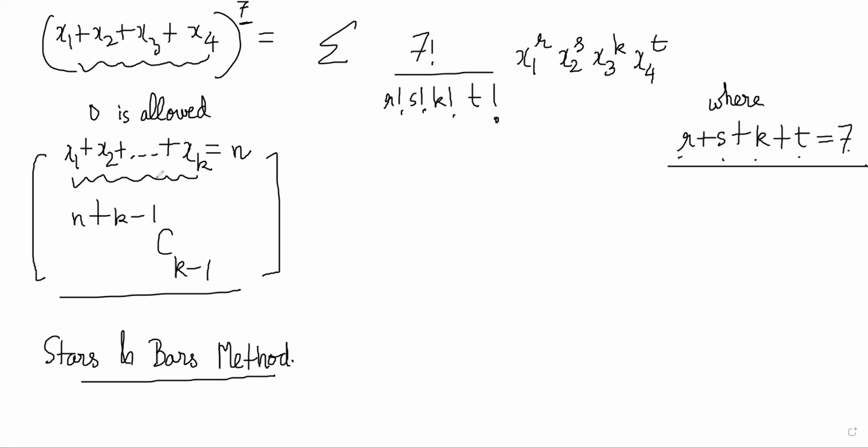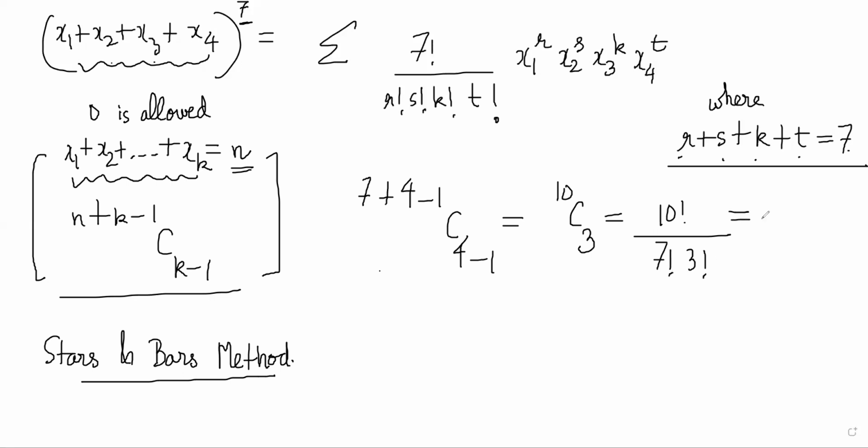So in this case, n is 7, and there are 4 variables, x1 plus x2 plus x3 plus x4, and n is 7. So how many ways can that happen? That will happen in 7 plus 4 minus 1 c 4 minus 1 ways. It will be 10 c 3. So basically 10 factorial by 7 factorial 3 factorial, that becomes 10 into 9 into 8 by 6.